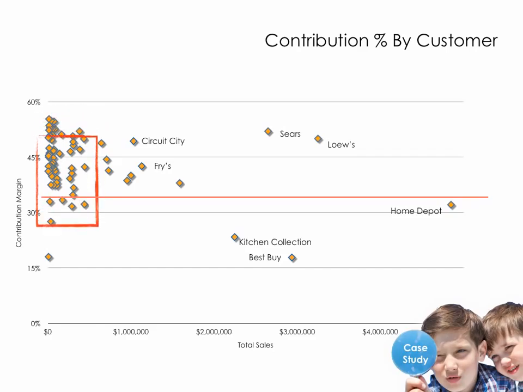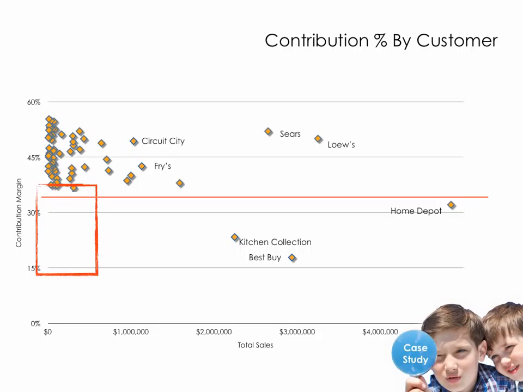Some customers with low sales volume and margin lower than the goal. As these outliers are investigated, there may be a legit reason for them to be both low volume and low margins. Maybe they're strategic. Maybe they're just new. Or maybe they're not. Maybe then they should be fired.